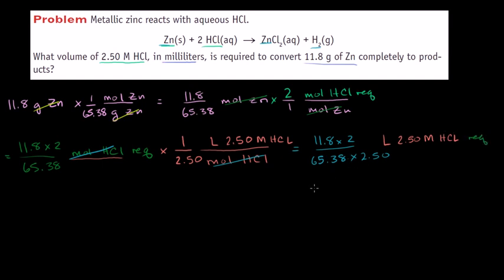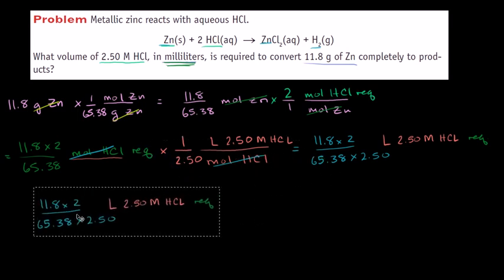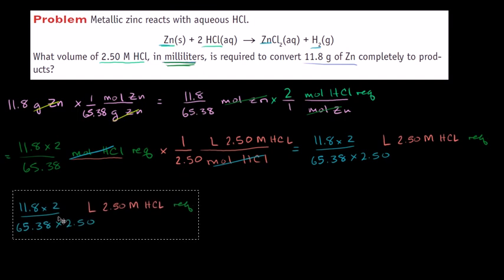We're almost done. We can break out the calculator to get the exact answer. They want the answer in milliliters. So far, we have the answer in liters. There's going to be some number here, I don't know what it is, but it's that number of liters of the 2.5 molar hydrochloric acid solution that is required. Let's convert this to milliliters, because that's what they want.